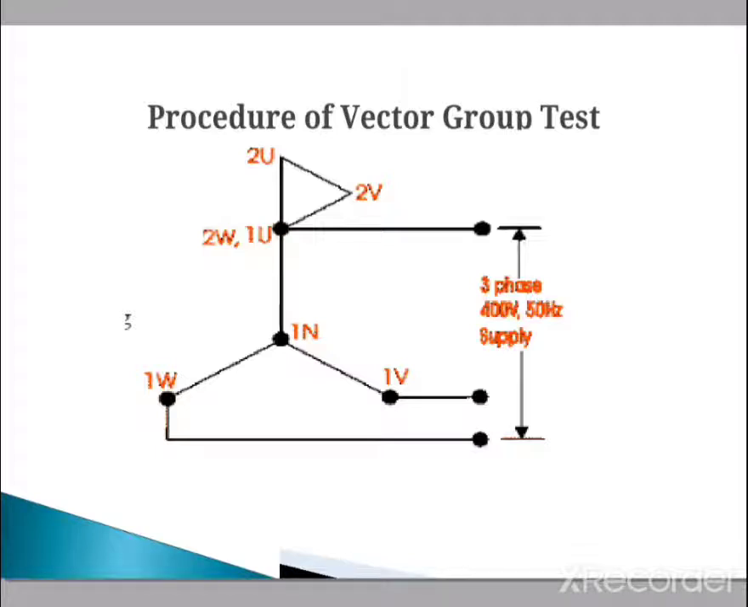For a Y and D11 transformer, we will find 2U1N greater than 2V1N greater than 2W1N, then 2V1W greater than 2V1V or 2W1W. The vector group test of transformer for other groups can also be determined similarly.